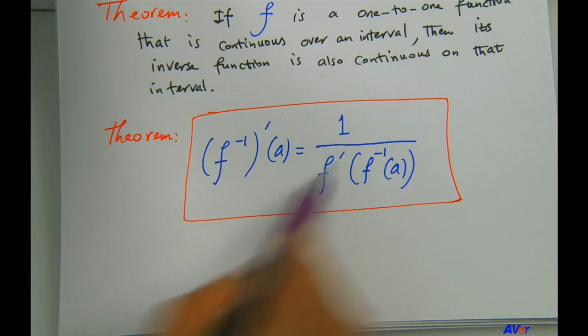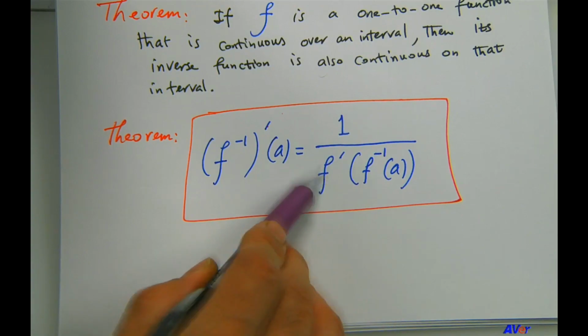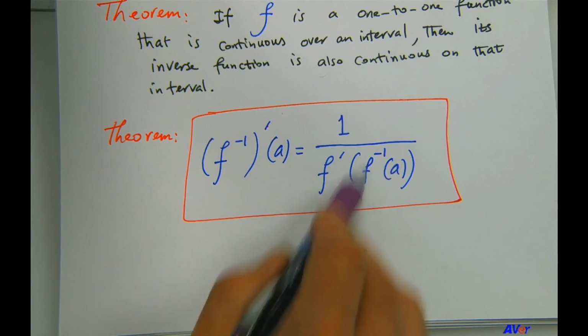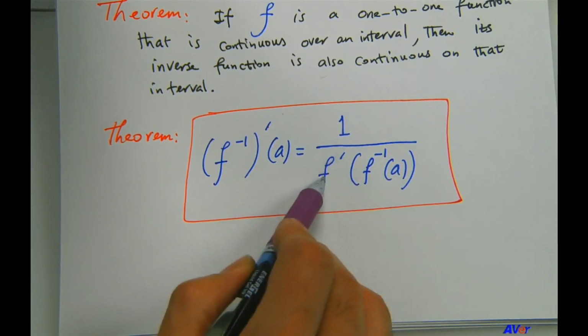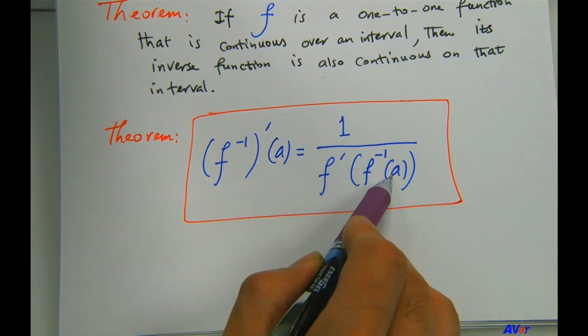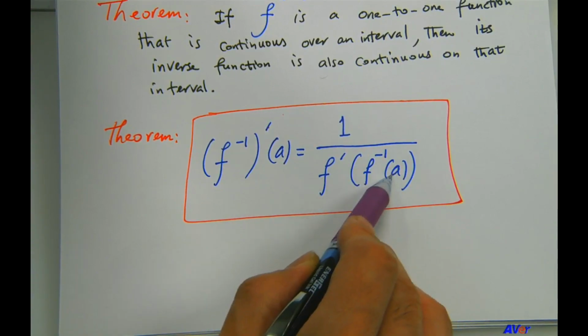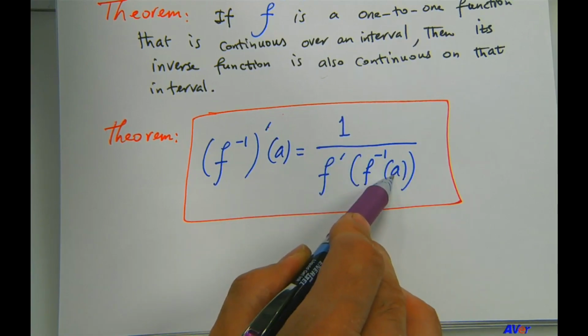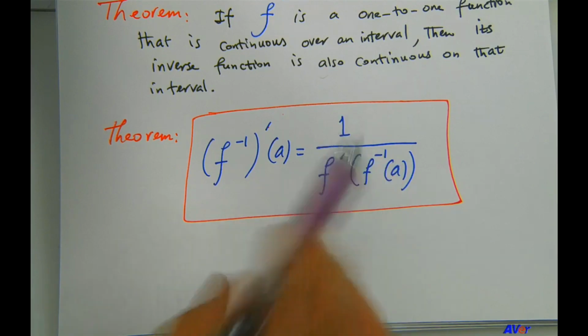But another way of calculating it is to take the reciprocal: find the derivative of the original function, then take the composition of that derivative function with the inverse function, and evaluate that whole composition of functions at a. Okay, so find the inverse.